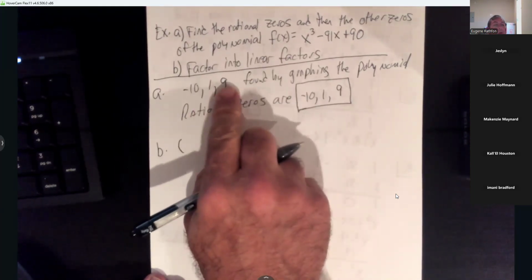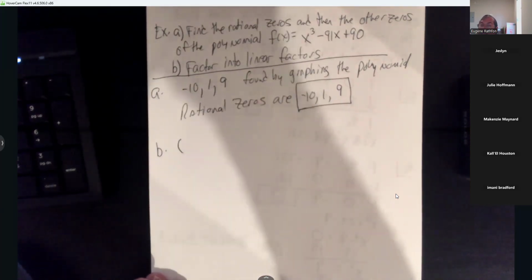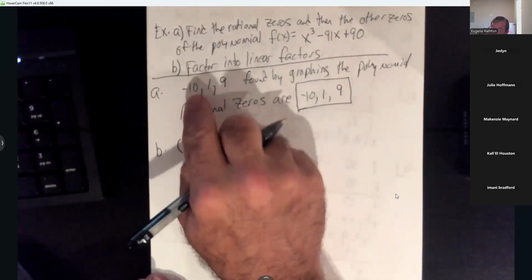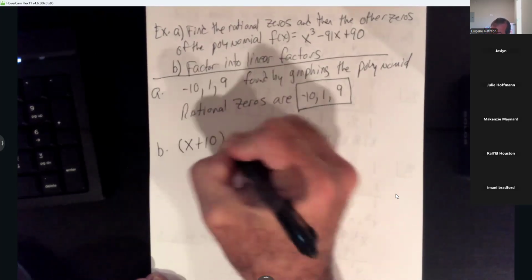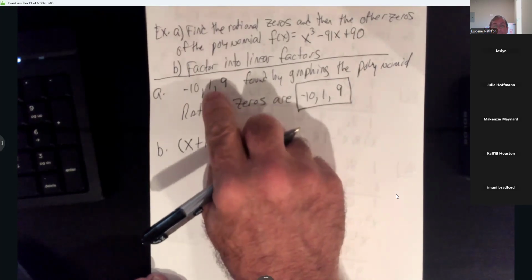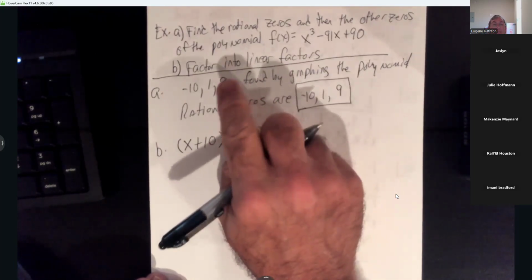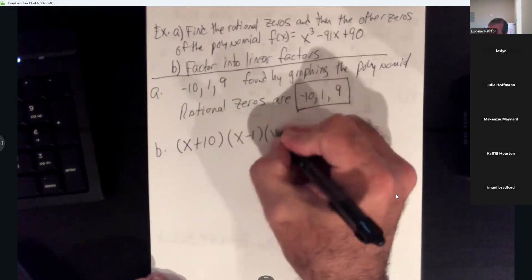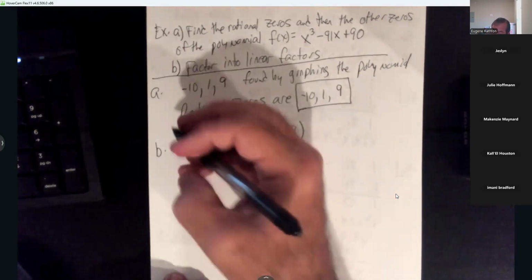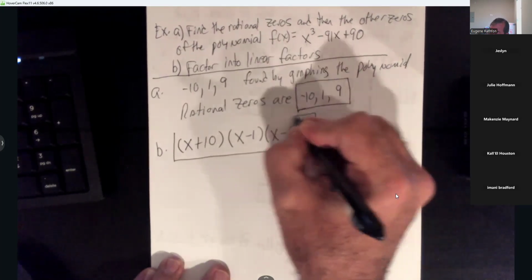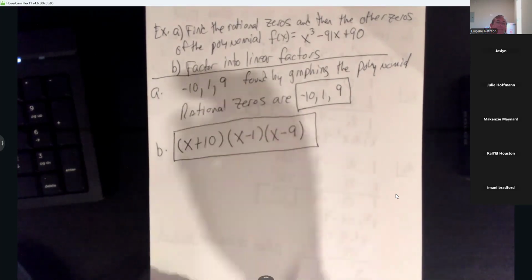Each of these are the zeros. Well, remember, zeros always have the opposite sign than the factors. So if negative 10 is a zero, then that means x plus 10 is a factor. If 1 is a zero, then that means x minus 1 is a factor. And then if 9 is a zero, that means x minus 9 is a factor. So this is what they wanted on part B, is for you to just change the zeros into the factors, okay?